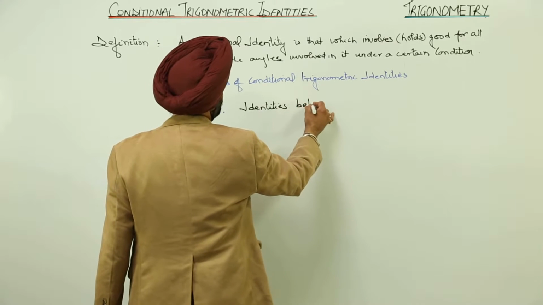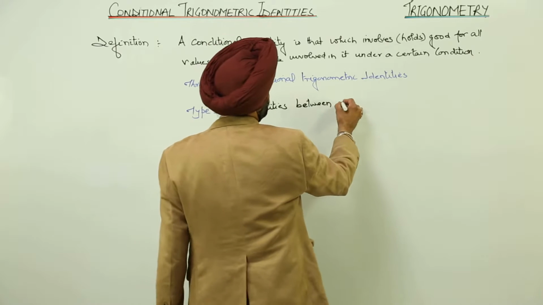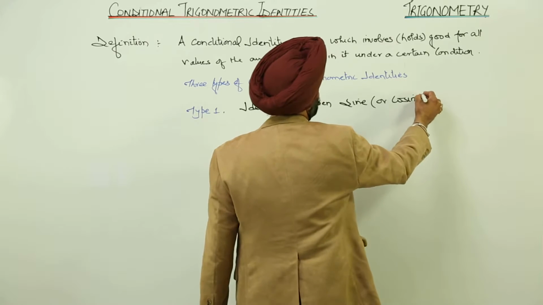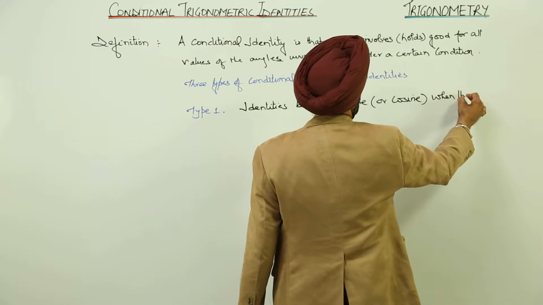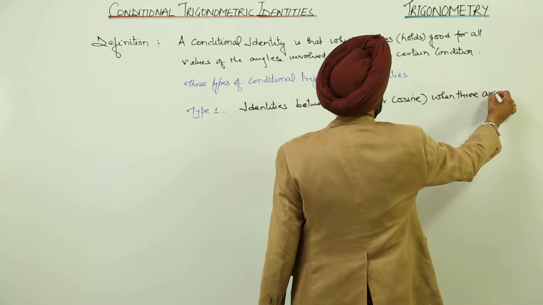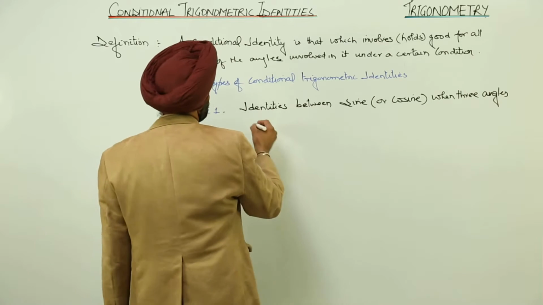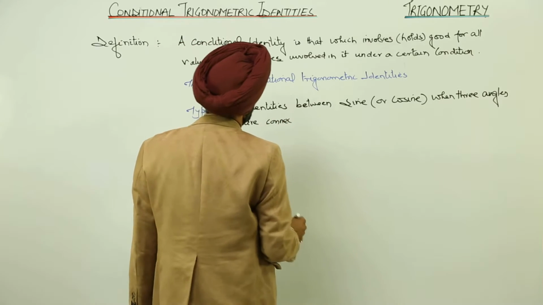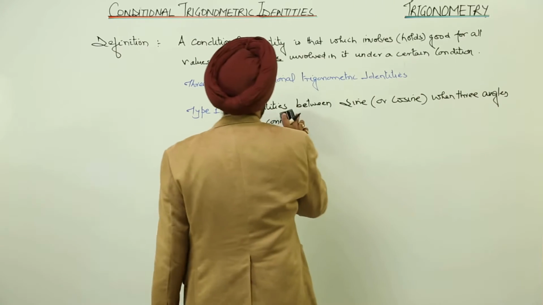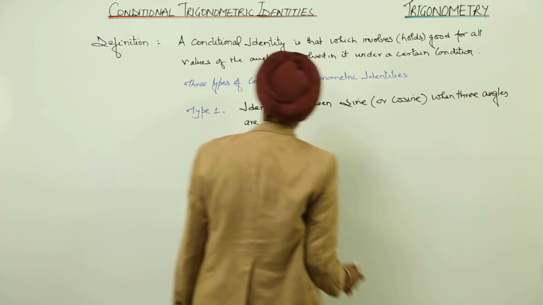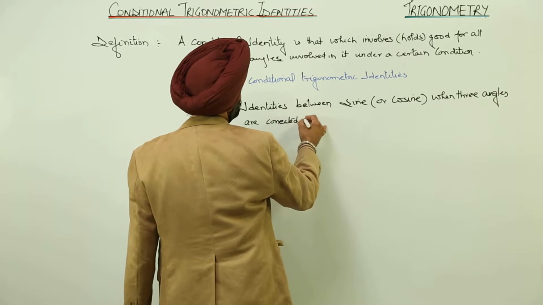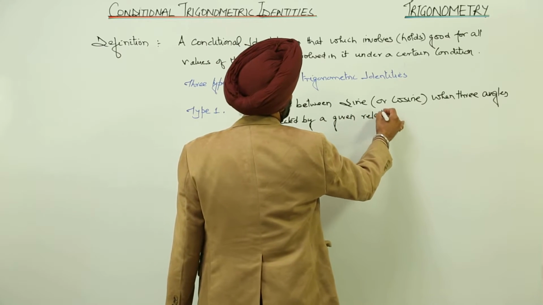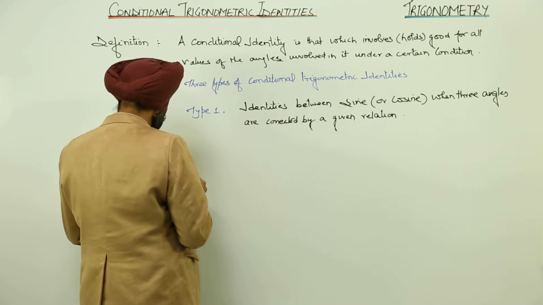identities between sine or cosine when three angles are connected by a given relation. This is the first type. Then type 2.